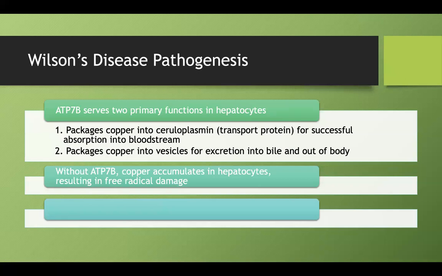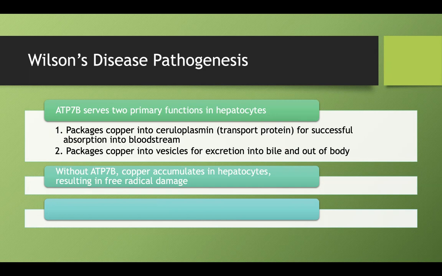So as you can probably already see what's going to happen, if you have a defect in that ATP7B gene and you don't have enough of that enzyme anymore, that protein, what's going to happen is that that copper can accumulate in hepatocytes. And remember from hemochromatosis, we talked about how all that excess iron can undergo a Fenton reaction and cause free radical damage.